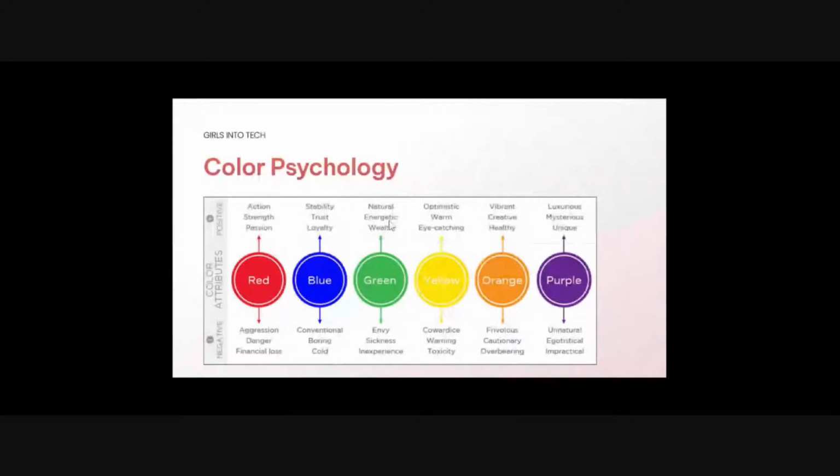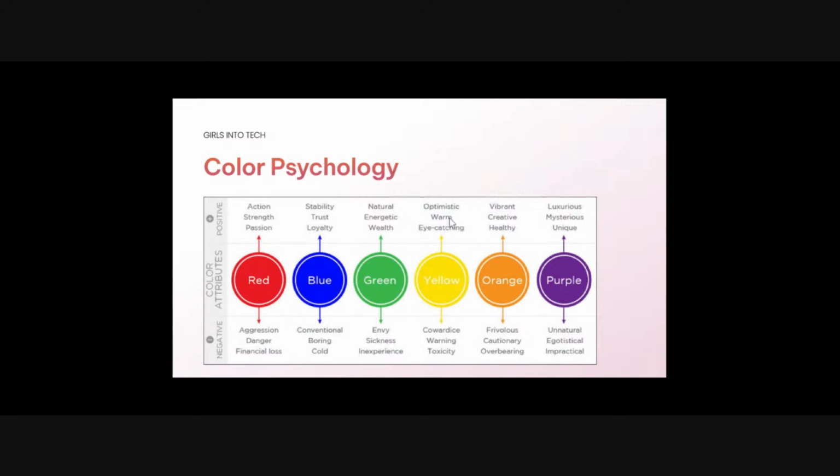So we also look at green, right? It's natural, energetic, and wealth, right? So natural, energetic. You can see, I think food products, right? Yeah, most of them use green in their branding and stuff like that. And also biological things, basically biological brands, things that are related to nature, right? Most of them use green, right?